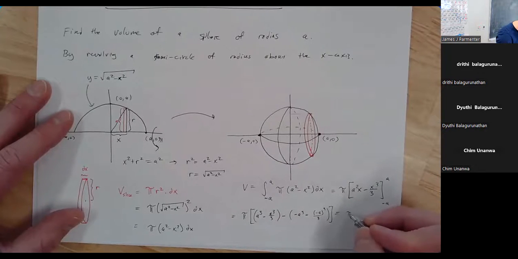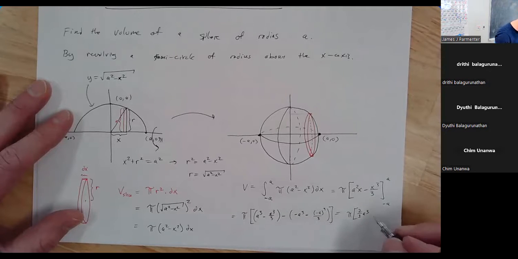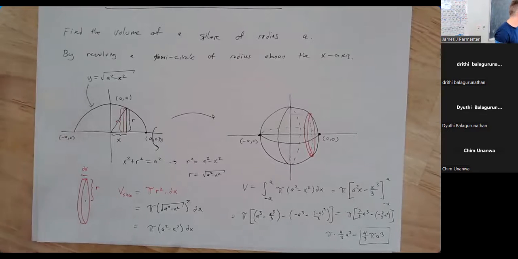This ends up being pi times, let's see, a cubed minus 1/3 a cubed is 2/3 a cubed. And negative a cubed plus a cubed over 3 is negative 2/3 a cubed. And so we end up getting pi times 2/3 plus 2/3, which is 4/3 a cubed. Or if you prefer, 4/3 pi a cubed, which is what we know the volume of the sphere is: 4/3 pi times the radius cubed. So the nice thing to see here is that it works. The formula that we know is true for the volume of a sphere is borne out by this process of using what's called the disk method.